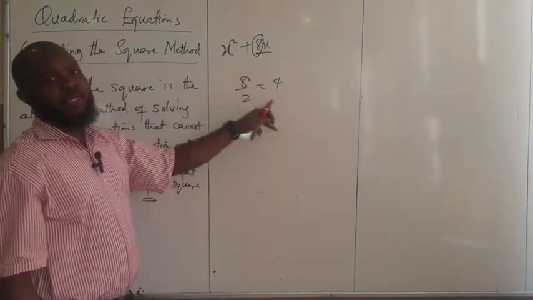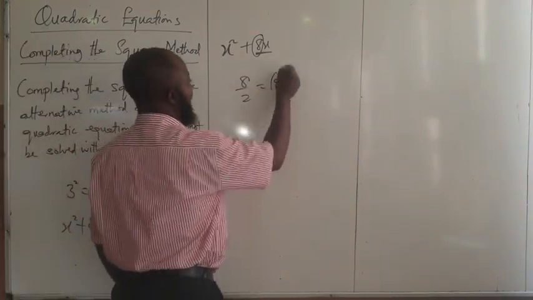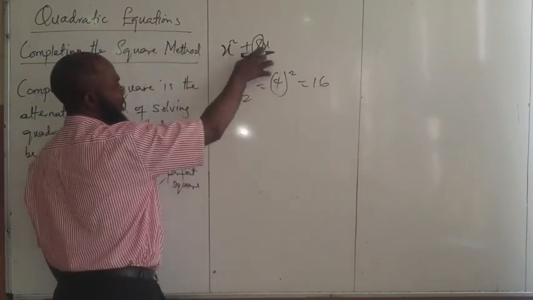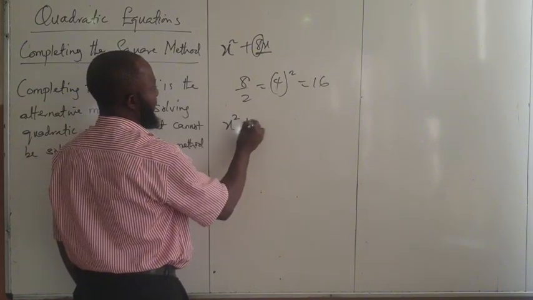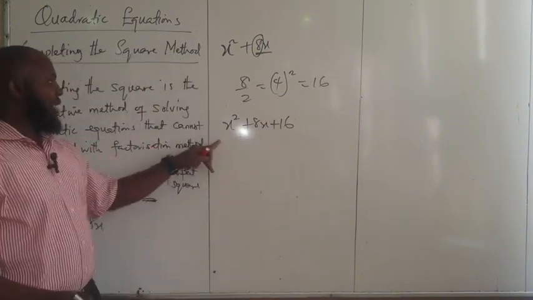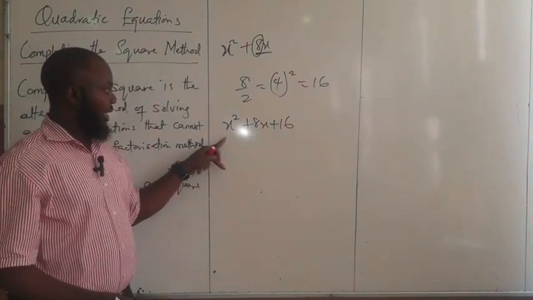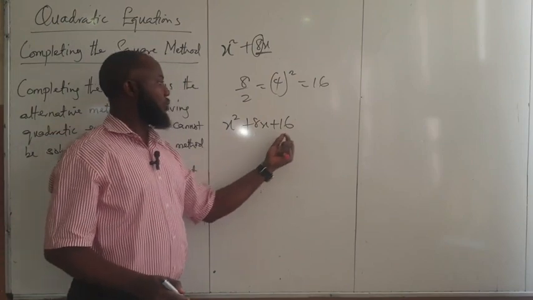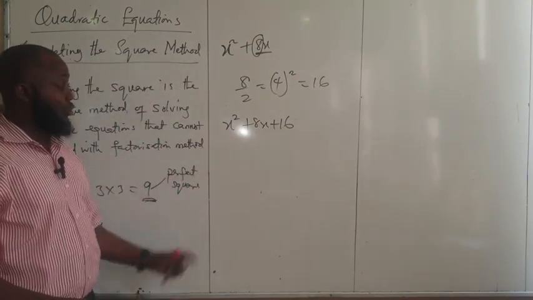Then we square it again. So we square this 4, and that gives us 16. Which means that if we add 16 to x squared plus 8x, we get x squared plus 8x plus 16. So this expression has now turned into a perfect quadratic. Which means we can solve this using the factorization method.